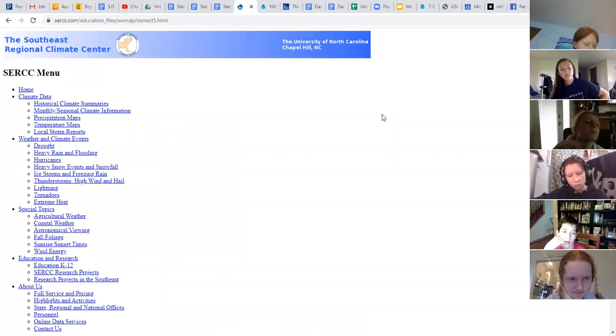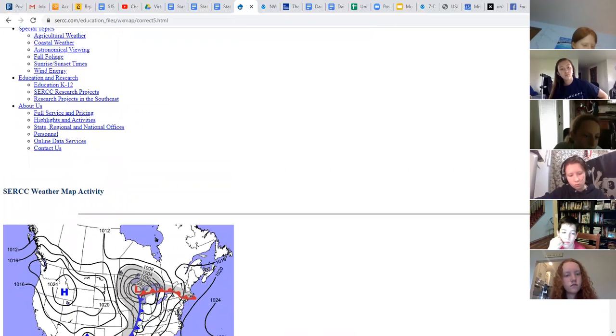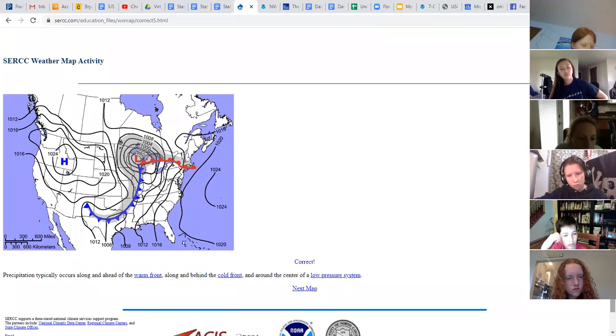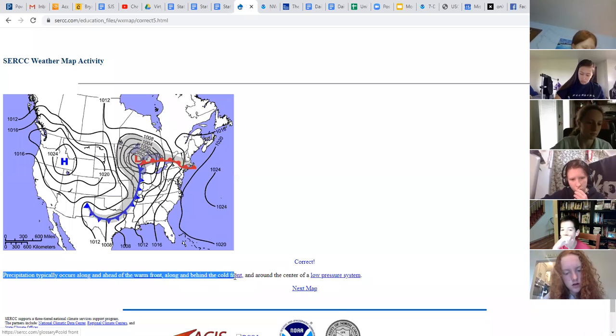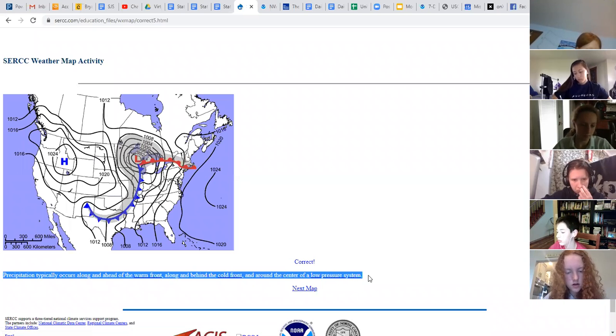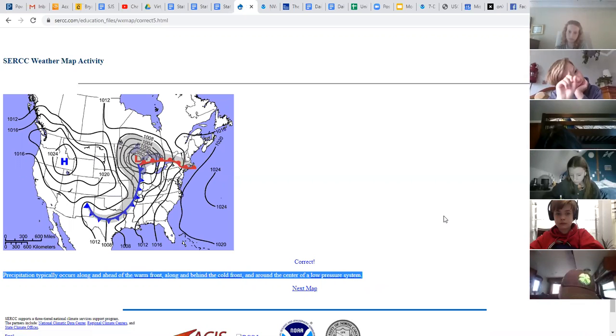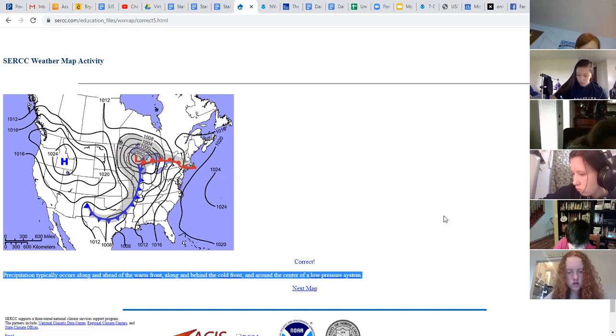All right, so this is noteworthy here. In other words, worthy of adding to your notes. Precipitation typically occurs along and ahead of the warm front, along and behind the cold front, and always around the center of a low pressure system. So we're now getting a little more detailed in terms of where precipitation occurs. Looks like I see Victoria writing, Avery writing, Annie. Looks like Leah and Braden are writing something down.